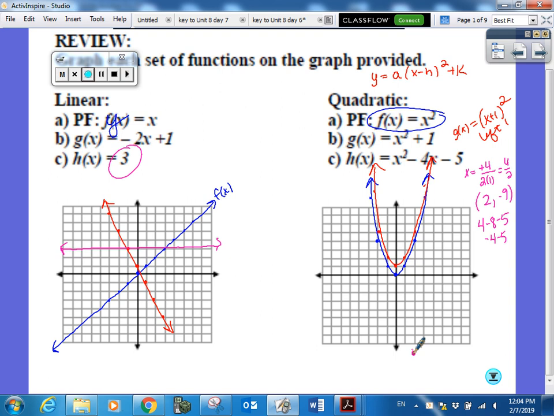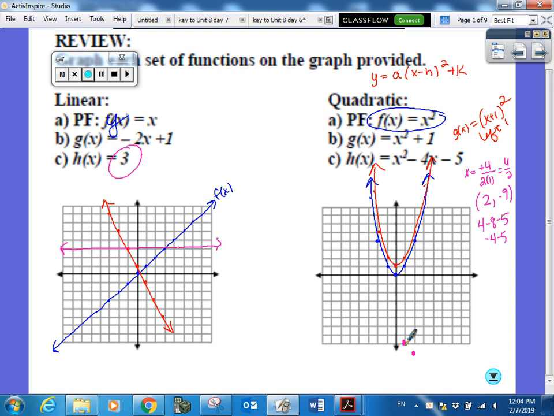There's your vertex. And again, since a is 1 here, if you know your pattern and a is 1, you can go over 1, up 1, over 2, up 4, over 3, up 9. I just plugged in 2 to figure out the y value when x equals 2 to find my vertex. And you don't have to find your vertex. You can just plot all the points that fit on the graph. If we plugged in a 1, 1 minus 4 minus 5, we get negative 8. So when I plug in 1, I get negative 8.